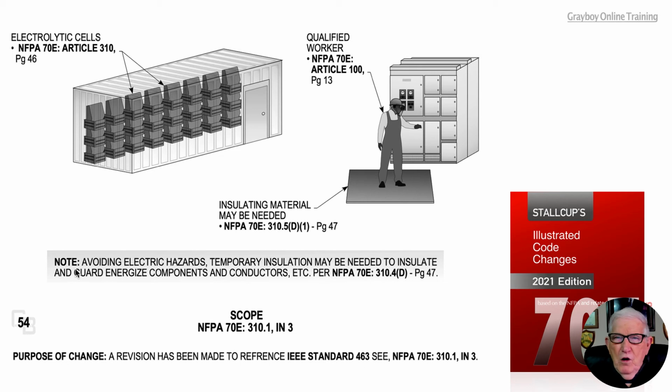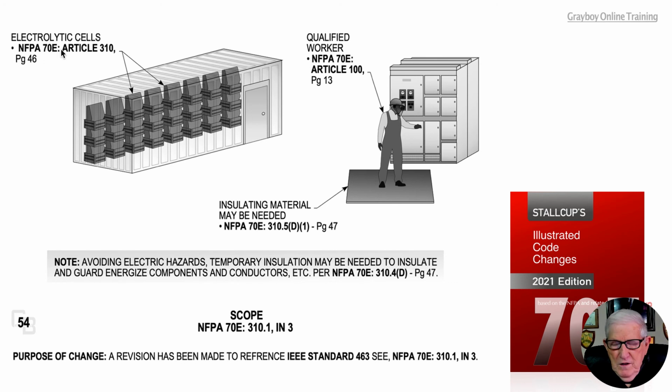But notice in the note, avoiding electric hazards, temporary insulation may be needed to insulate and guard energized components and conductors and so forth in accordance with 70E 310.4D on page 47 that we see in the note. And then, of course, we have the qualified person here that we've already told you to reference on page 13 of 70E. And we're dealing with electrolytic cells in accordance with Article 310, beginning on page 46 there.